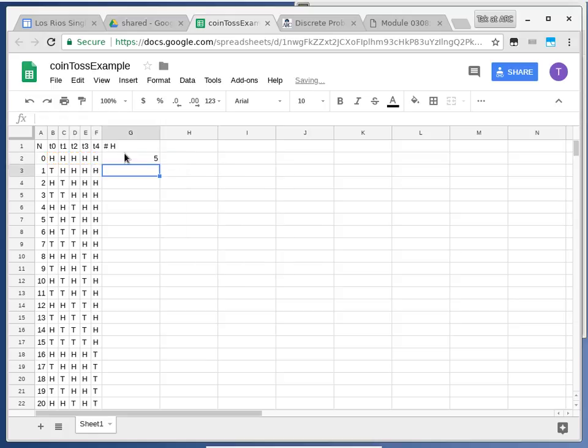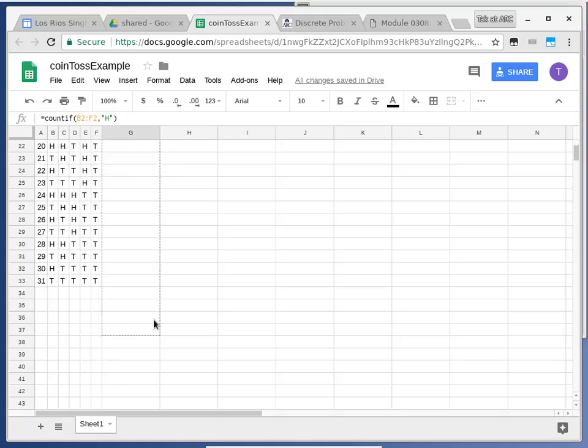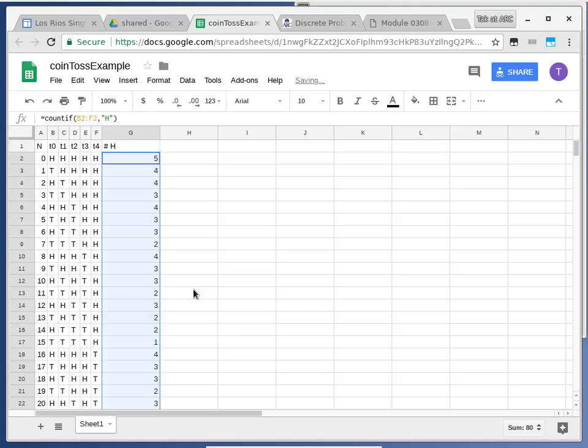Okay, so there are 5 heads in this one, and if I scroll all the way through like this, that gives me the counts of number of heads for each trial. Each row represents one experiment, and then column G is summarizing the entire experiment and asks, how many heads do we have in this particular experiment outcome? Is that working? Okay, so we'll just randomly pick one and check. Row 12 has head, tail, head, and there are 3 heads. Okay, seems to be working.